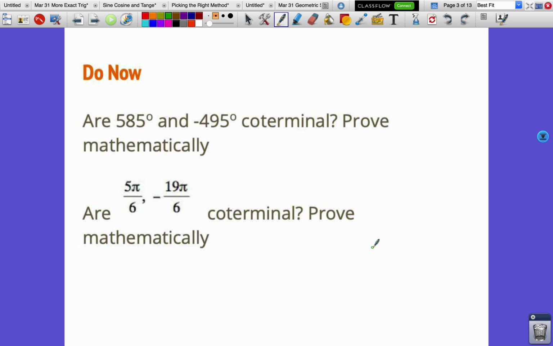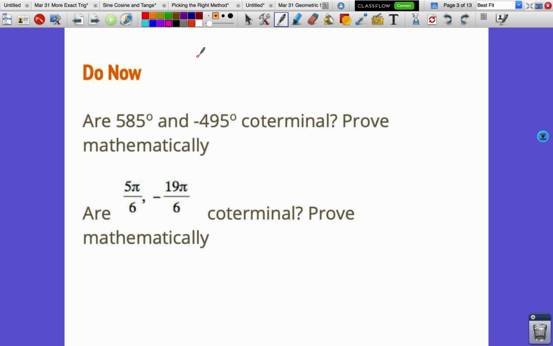The first is, are the angles 585 and negative 495 coterminal? And can we prove that mathematically? So if they are coterminal, that means that when graphed in standard position, they would have the same terminal side. But there's a little bit of algebra you can do here to prove that two things are coterminal.